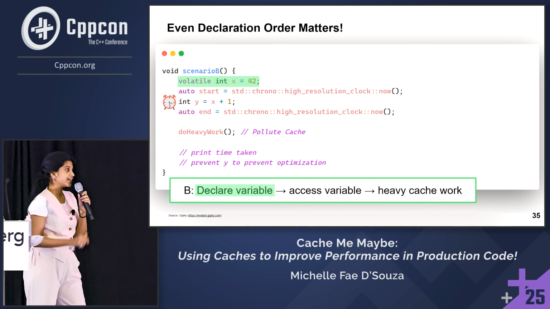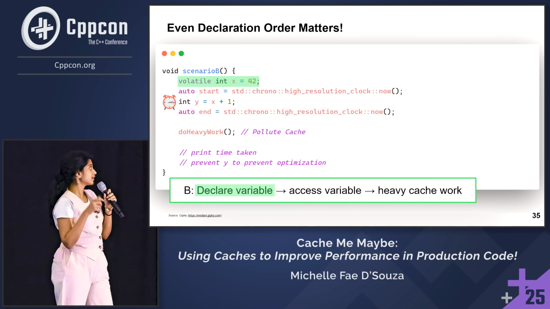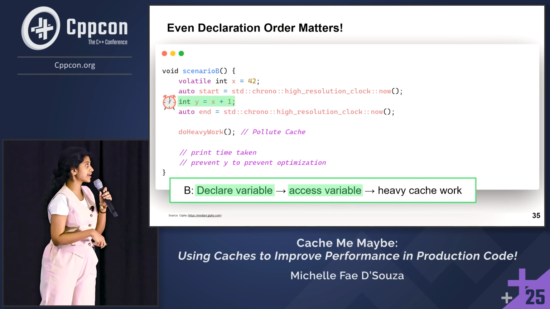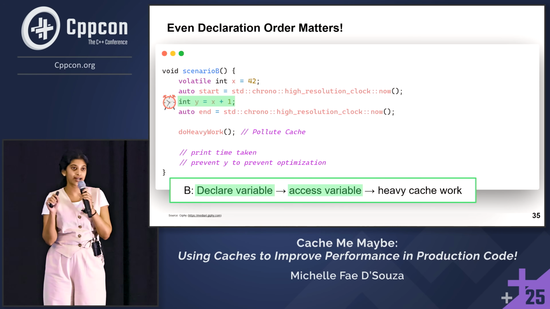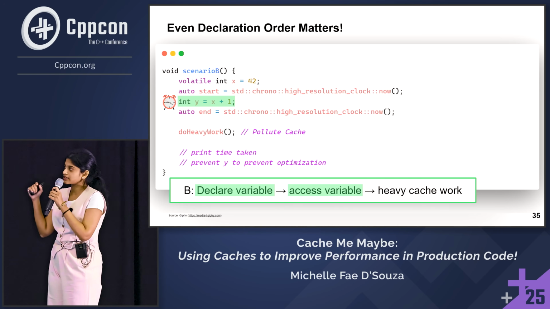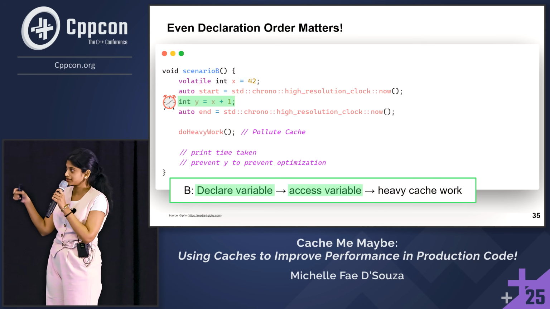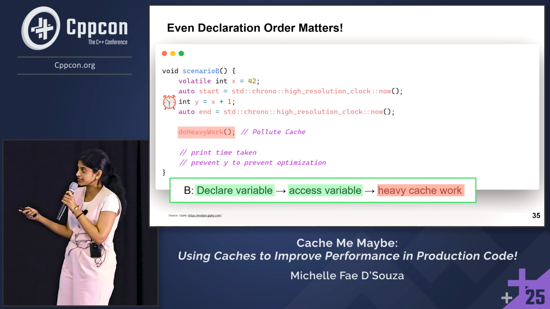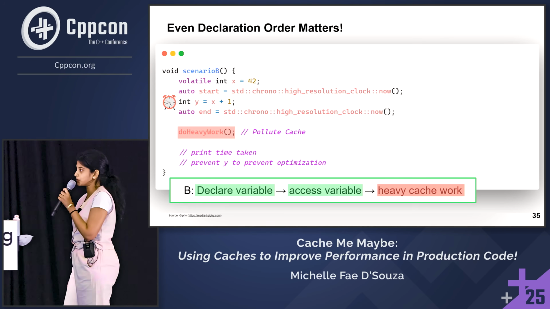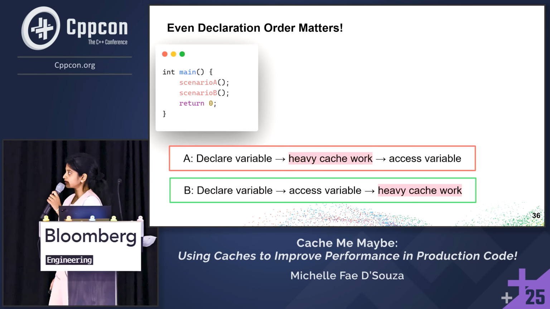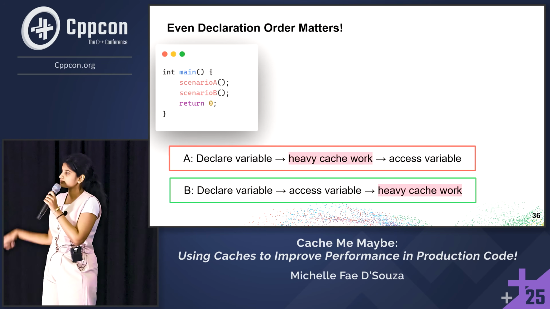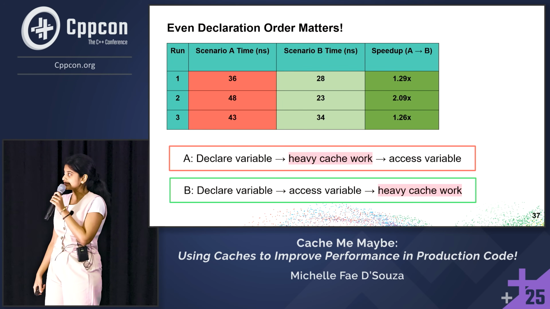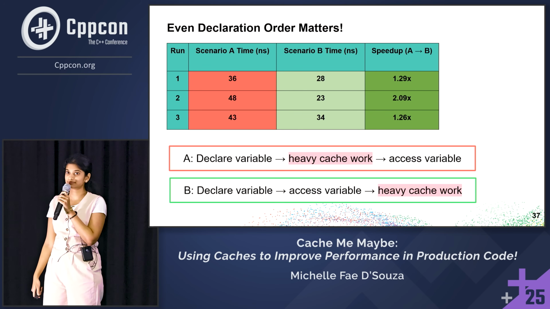In scenario B, it's very similar. I declare x again, and I am also timing that second access, but this time the second access is closer to the declaration of x, so I have hopefully a cache hit, and then I do heavy work at the end. And when I run this in main, scenario A and then scenario B, I see that scenario B is faster.